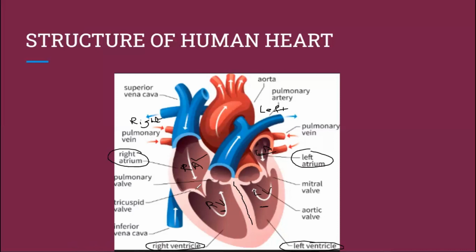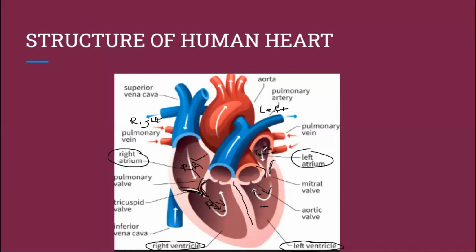In between the atrium and ventricle, you can see that these are the valves. What are the valves? These are lid-like structures, or you can say doors, which open and close to let the blood go out of them. So when the blood is coming from the right atrium, the door will open, the blood will come into the right ventricle, and the valve will close.